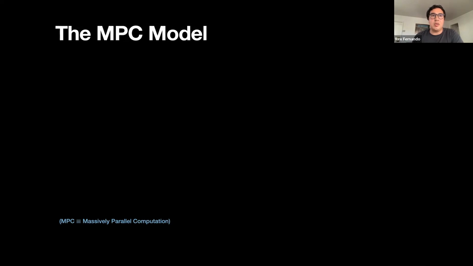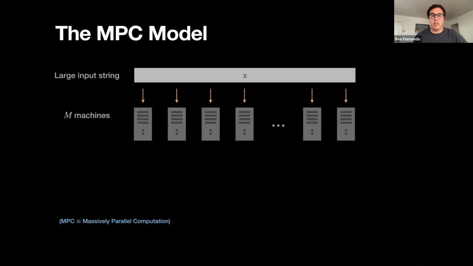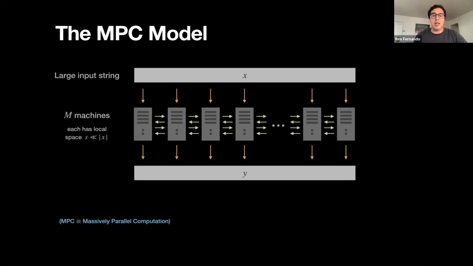And this model has been used by the algorithms community in many past papers to study the types of distributed computation that I was just talking about. At a high level, the model works as follows. There's a large input string, and this input string is divided among many different machines, each with a local space S that's much smaller than the input X. These parties run a protocol, and the output of the protocol is defined to be the concatenation of the local outputs of each machine.